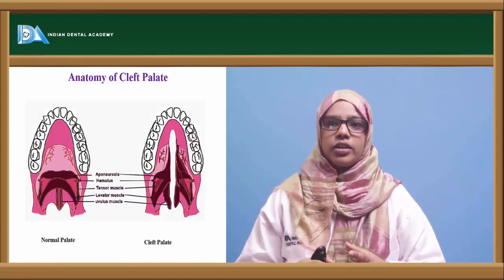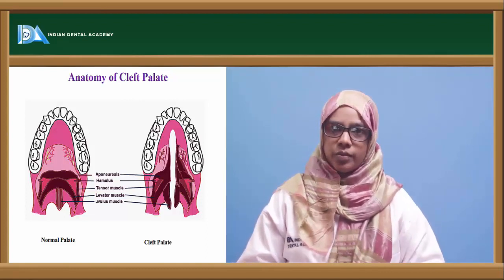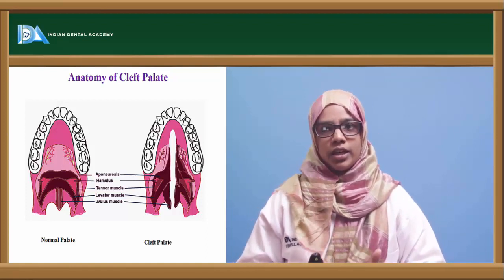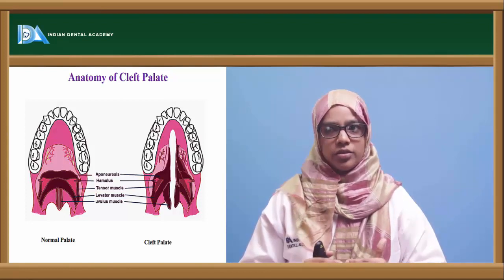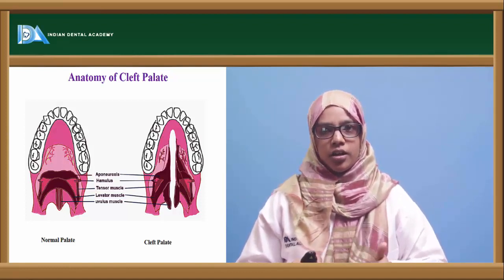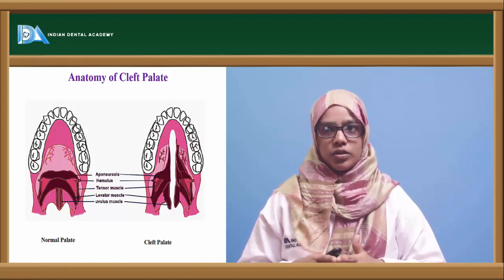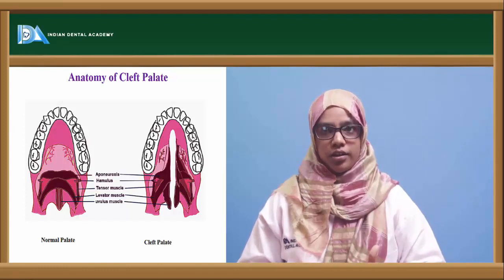In this slide, you will see the difference between the normal anatomy of the palate and the anatomy of the cleft palate. In the normal anatomy of the palate, the levator muscle is in a horizontal fashion, whereas the tensor muscles are vertical, move along the hamulus, and their tendons are horizontal. So basically their orientation is in the horizontal direction.